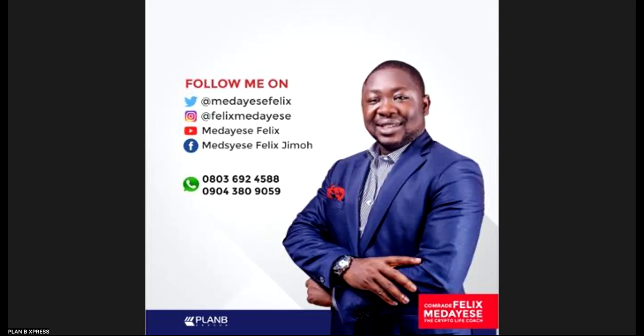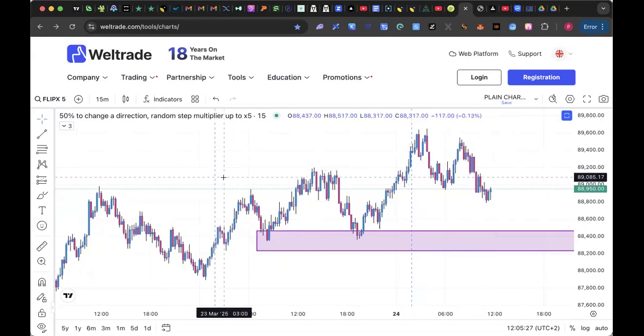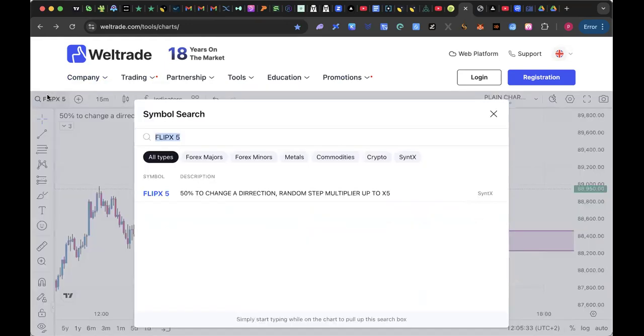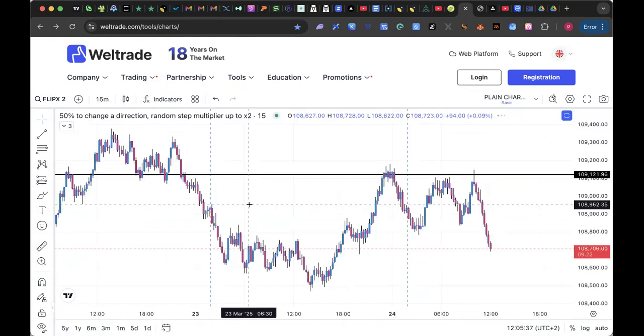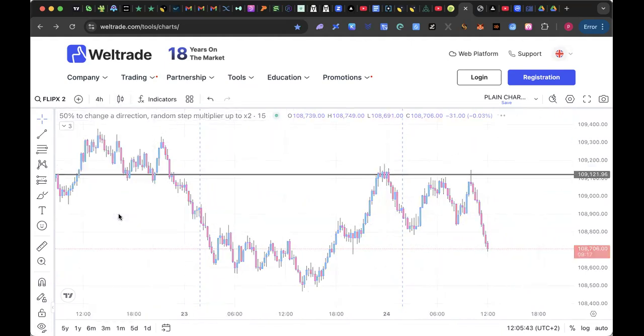So using Welltrade. So this is Welltrade. So go to my chart. I already have my chart saved. So I take instrument, let's say Gold Flips 2. Wow. I think this was a key level, if I'm not mistaken. Let's go to 4 hours.